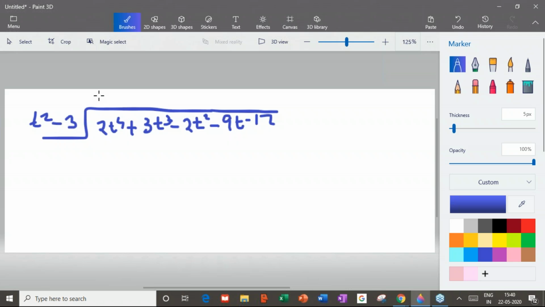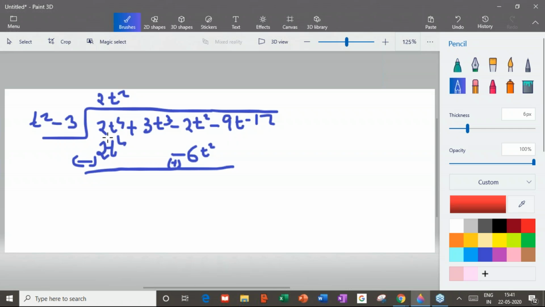Okay, so first one it's easy, 2t square, right? So you'll get 2t4 here, and what will the second term be? It will be directly 6t square. So there will be nothing here. You go here, minus 6t square. So sign change, here subtract. This will get cancelled.